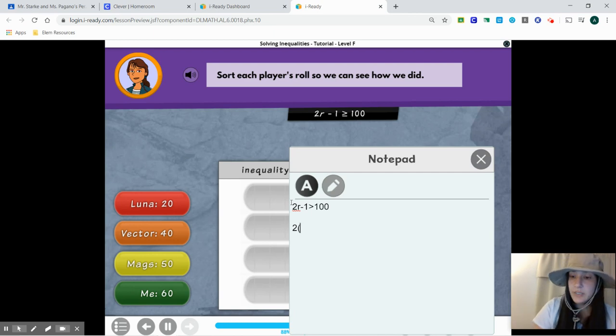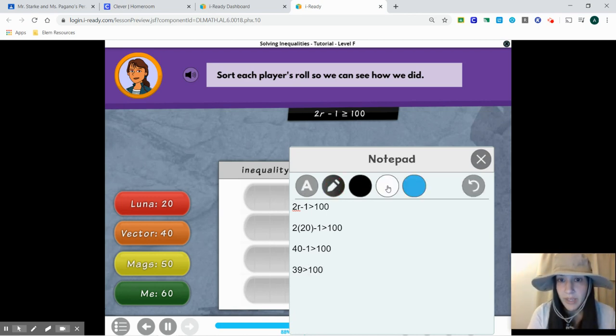So Luna is 20, so we're going to substitute 20 in here. 2 times 20 minus 1, greater than or equal to 100. Now, 2 times 20, we're going to combine like terms. That's 40 minus 1, greater than or equal to 100. 40 minus 1 is 39. 39 is not greater than or equal to 100.